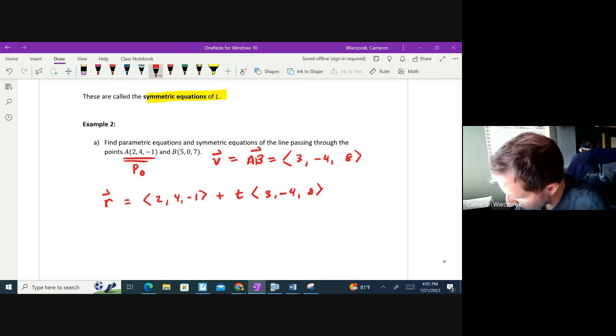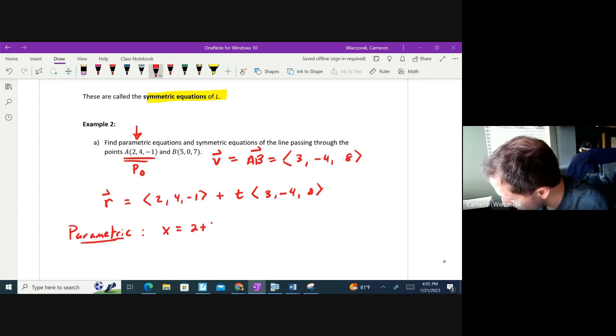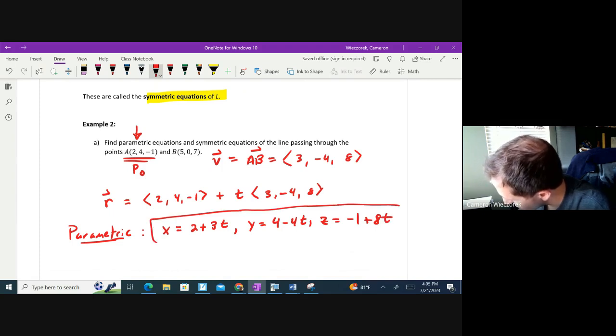And so my parametric equations, that's what they asked for in the problem. Got to read the directions here. Would be x equals 2 plus 3t, comma, y equals 4 minus 4t, comma, z equals -1 plus 8t. t can be any real number.